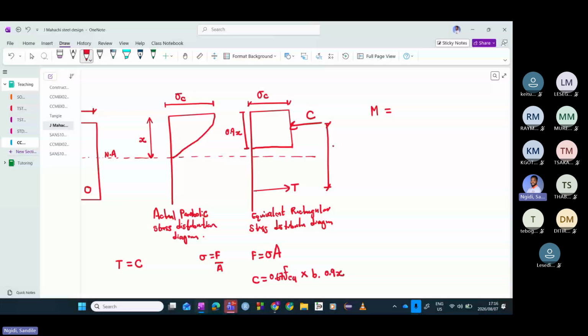And if we know that the force of C is actually given by 0.67 multiplied by FCU, multiplied by B multiplied by 0.9x, then multiplying this with Z is what is going to give us our moment. And this is our ultimate moment or our moment of resistance. So we can find the moment of resistance for this section just by using these forces there. That's in our free body diagram. That's the analysis of reinforced concrete beams.